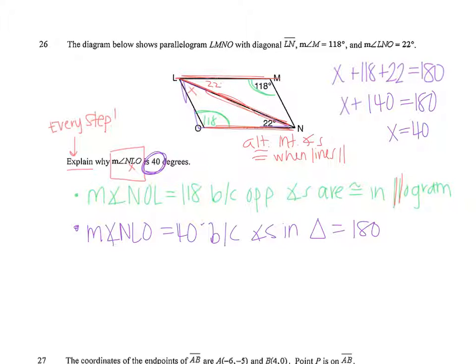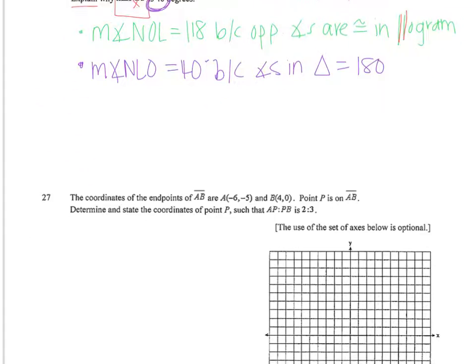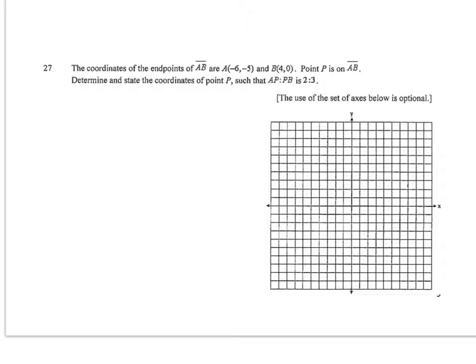Let's scroll down or move down to number 27. So this is the last 2-point short answer question. It says the coordinates of endpoints A, B are -6, 5, and 4, 0. So I'm going to take a second to plot those, and you should too. Pause the video while you plot. It says determine and state the coordinates of point P such that AP to PB is 2 to 3. So we're putting a point P somewhere along that line where we have a ratio of 2 to 3.